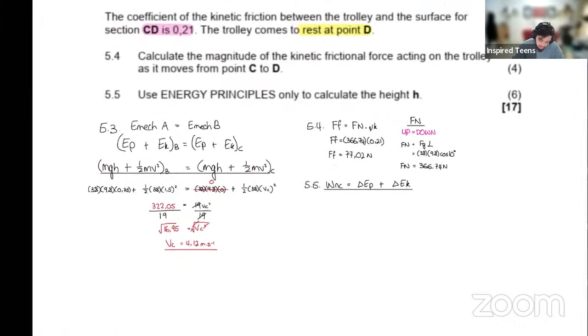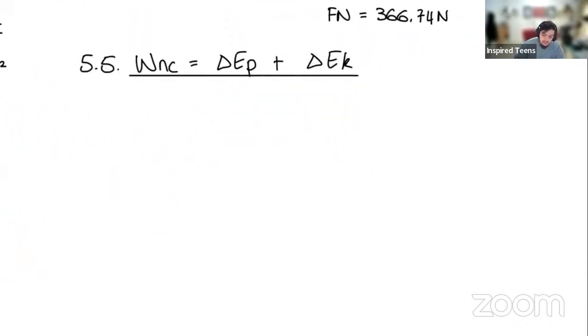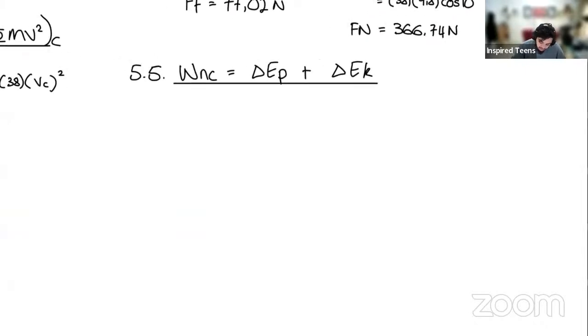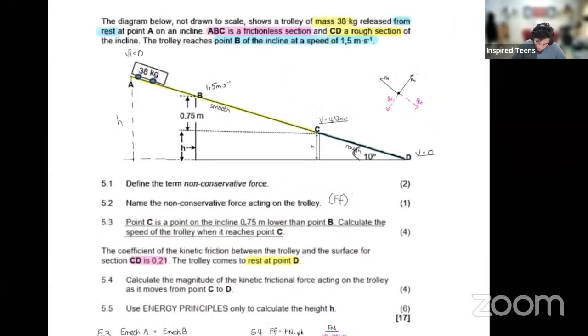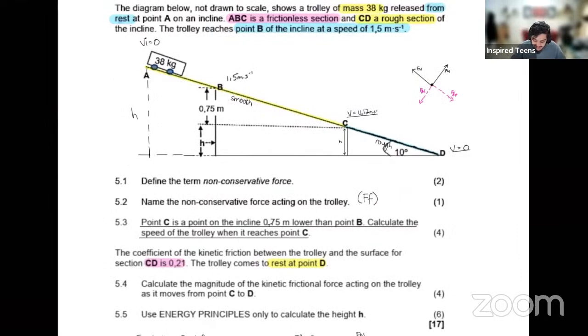So energy principles, I'm going to use WNC to calculate the height at C. Now, WNC is work done by the non-conservative force. So I want you guys to tell me what is or are the non-conservative forces acting on the trolley from C to D? What are or is the non-conservative force or forces acting on the trolley from point C to D? Anyone?